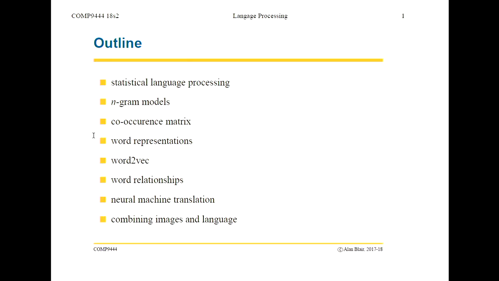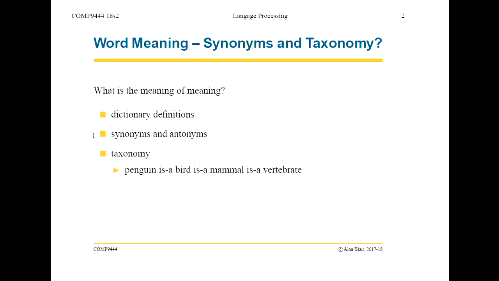So we're going to look at statistical language processing, n-gram models, co-occurrence matrices, word representations, particularly focusing on word2vec, and then some things we can do to examine those word representations, looking at word relationships, and then looking at some large-scale systems doing neural machine translation and other tasks. And finally, a little bit about some work that combines images and languages.